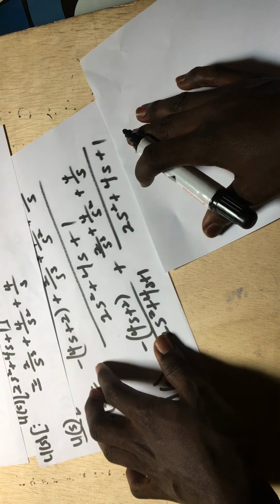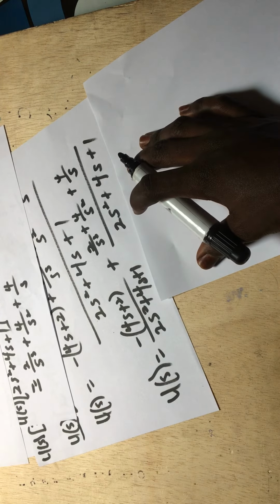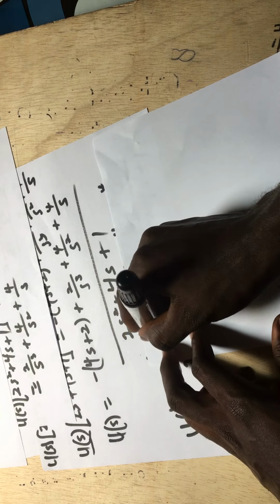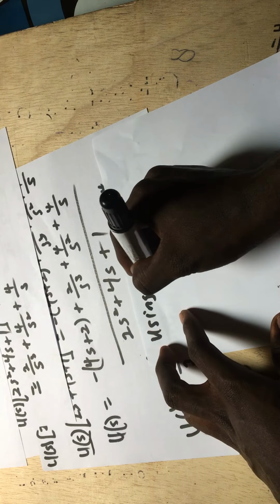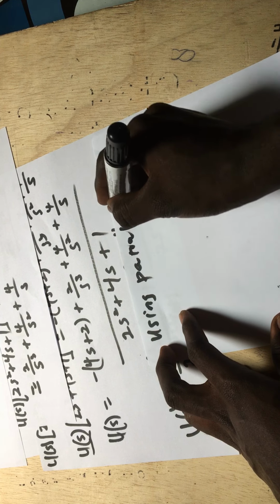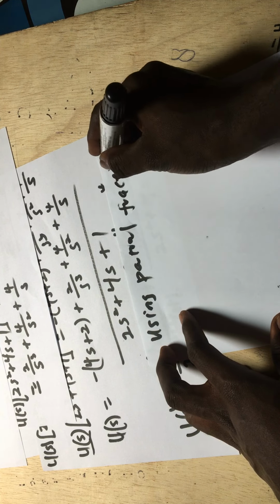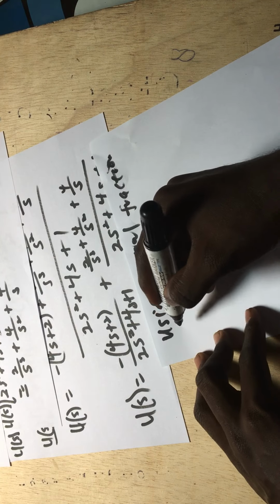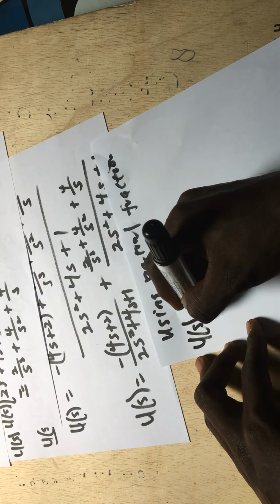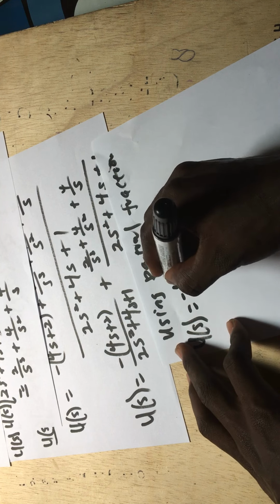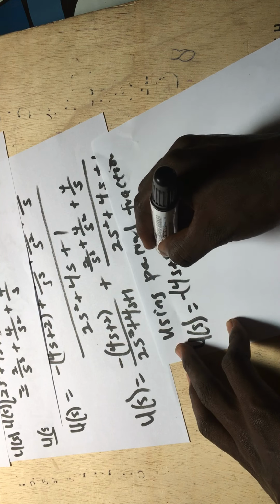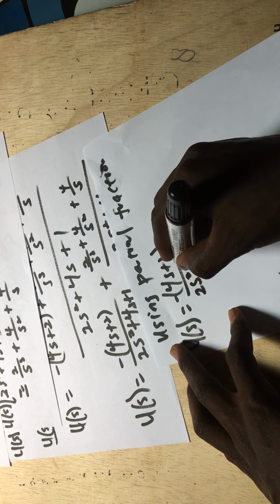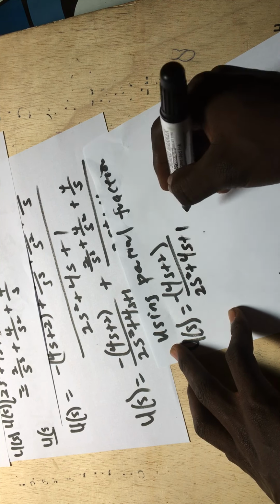So we are going to continue with this using partial fraction. Are you getting it? So our U of s is equal to negative 4 into bracket s plus 2 all over 2s squared plus 4s plus 1.